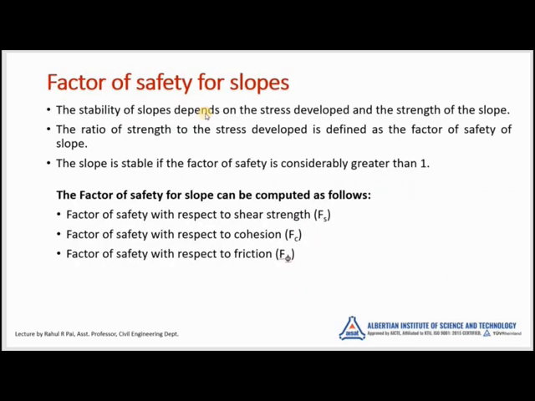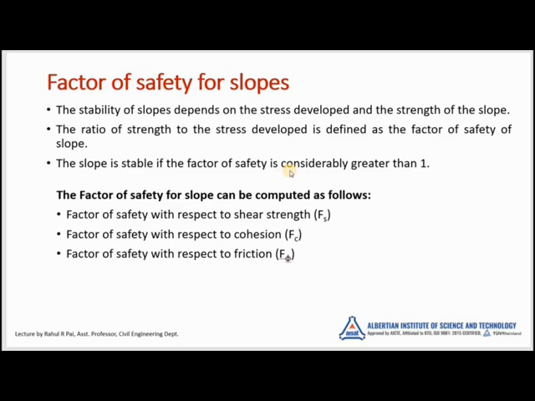Now let us move on to the factor of safety for slopes. How will you find the factor of safety of a given slope? So I already told that the slope is stable if the shear strength of the soil of that slope is greater than the stress applied in that failure zone. So the factor of safety is the ratio of strength to the stress developed. The strength of the soil to the stress developed is defined as the factor of safety of a particular slope, and this value must be considerably greater than 1 for having a safe slope.